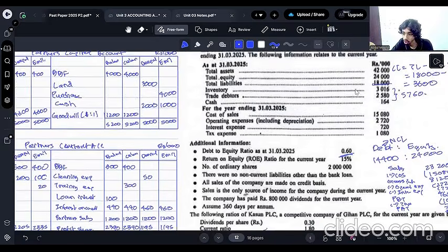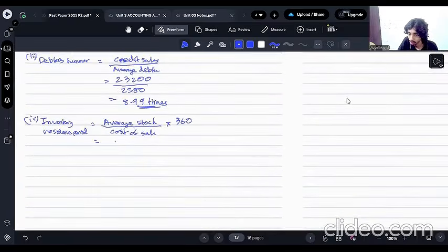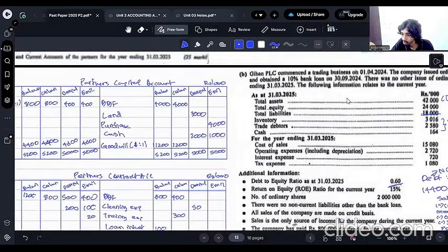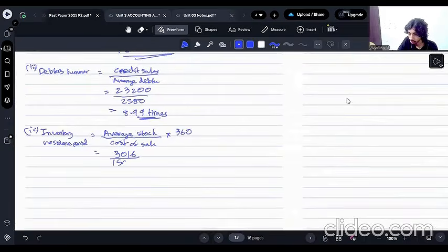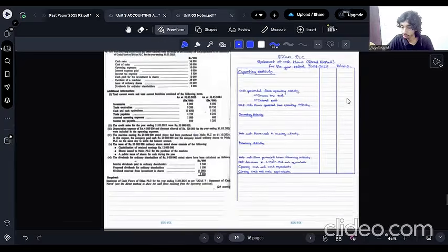Closing stock is 3,016. 3,016 divided by cost of sale, which is 15,080, multiplied by 360. So 3,016 divided by 15,080 into 360, that is 72 days. Okay. Then next, I think the last one, gross profit ratio.